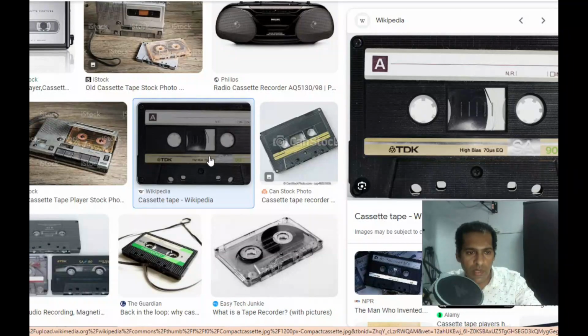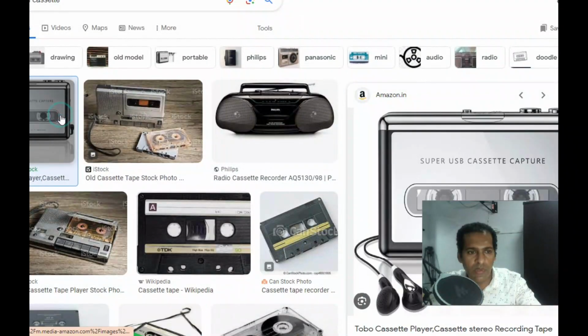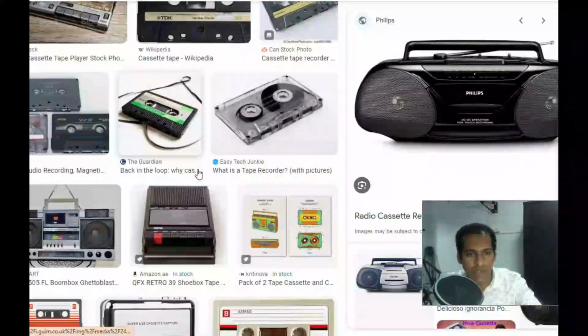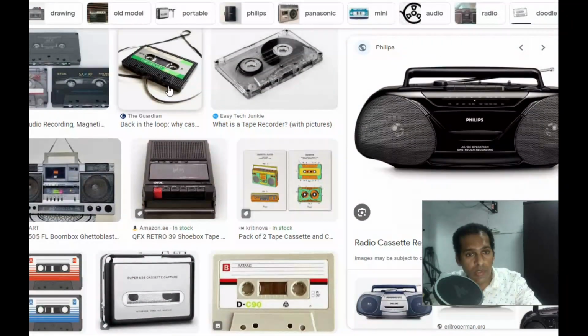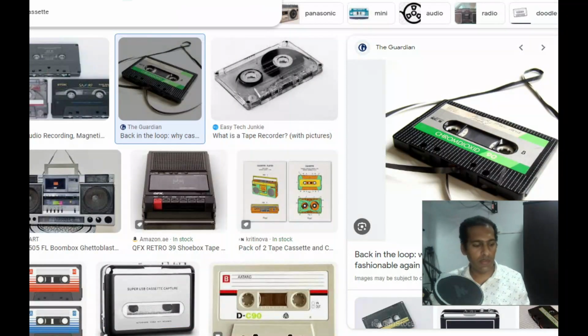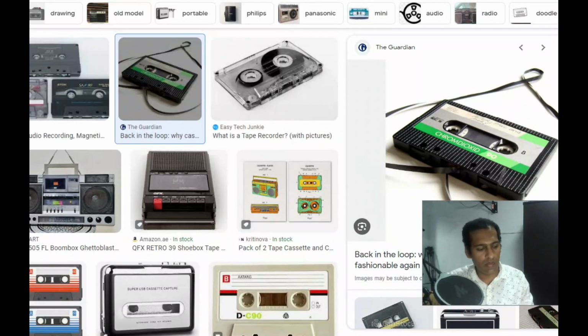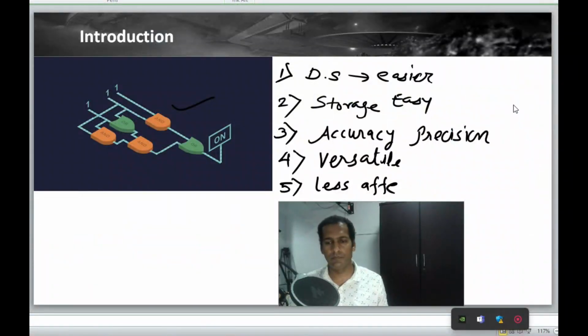Now the size of this analog tape was in meters, very long, and there was a requirement of a tape recorder or cassette player to play these cassettes. On this very big size, there were only a maximum of 14 or 15 songs. But nowadays, if you use your memory card, you can store many more songs.